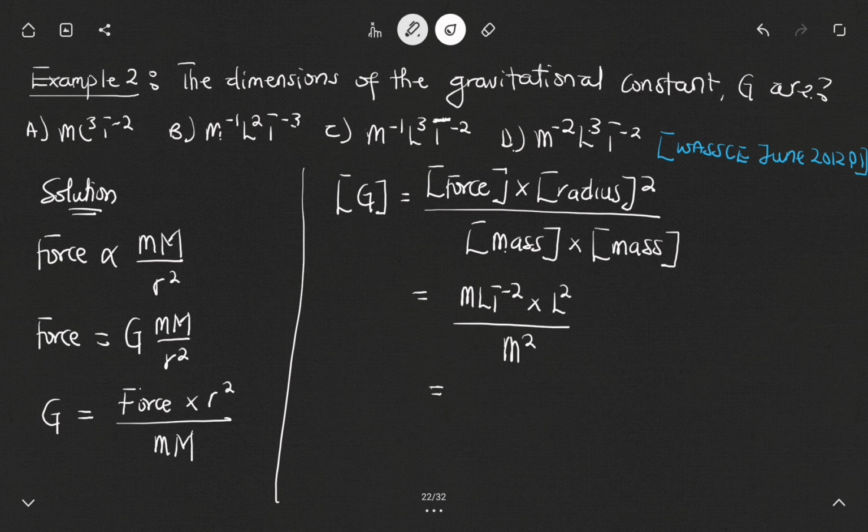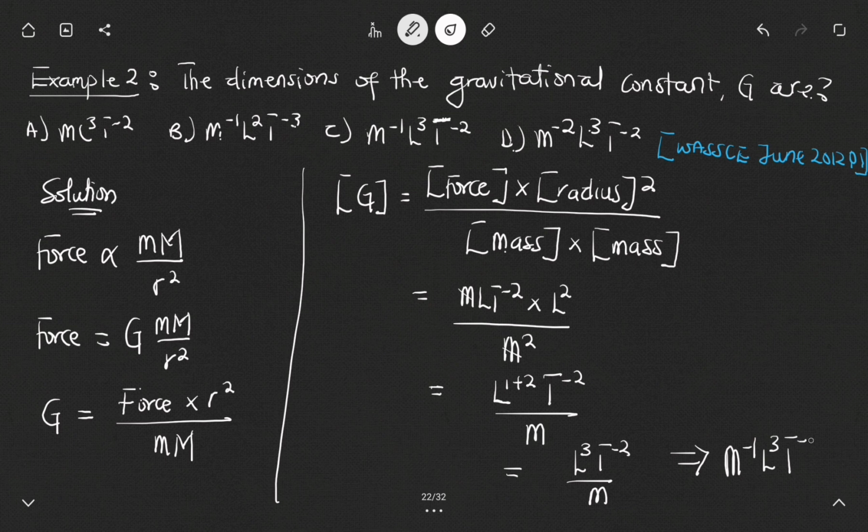So from here we can do some cancellation. One of the M will cancel one of the M's over here, and we'll be left with 1. We'll have L^1 plus 2. They have the same base, so we add the exponents. Then T^-2, and then we have M at the bottom. So our final answer is going to be L cubed T^-2 over M, and if we bring M to the top, it will become M^-1 L^3 T^-2. This becomes the dimension for the gravitational constant. And if we look through our answers, we can see that option C gives us that answer, and so option C is the correct answer for this particular problem.